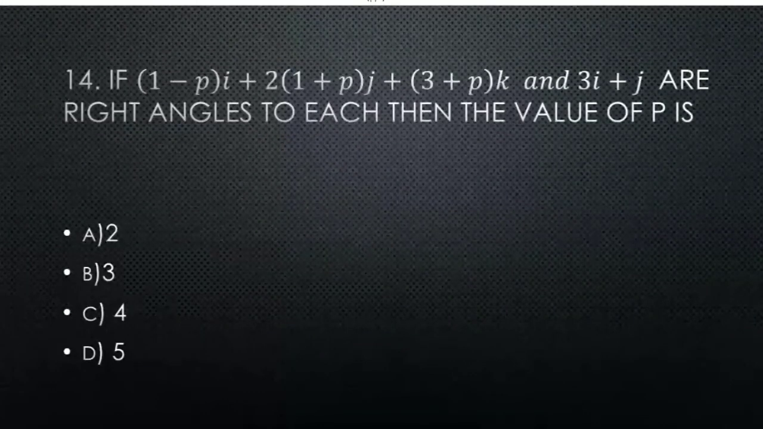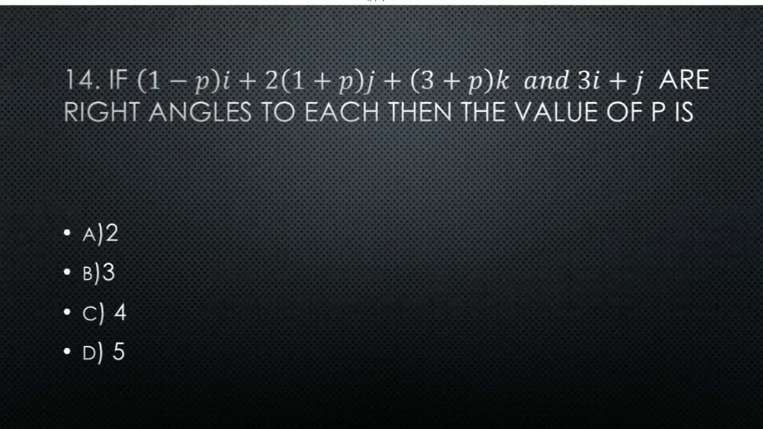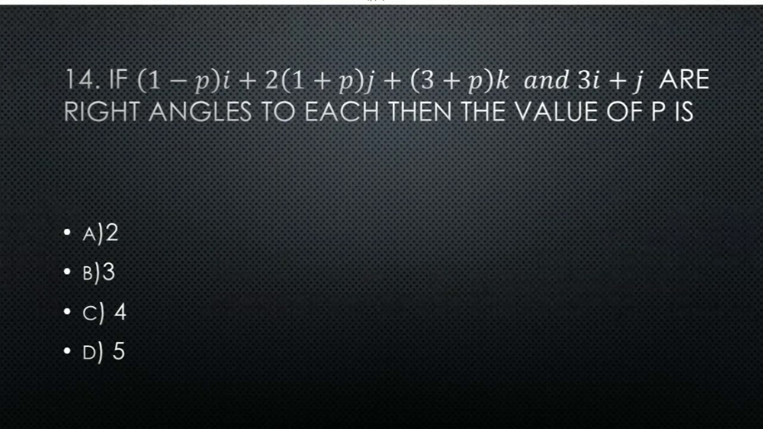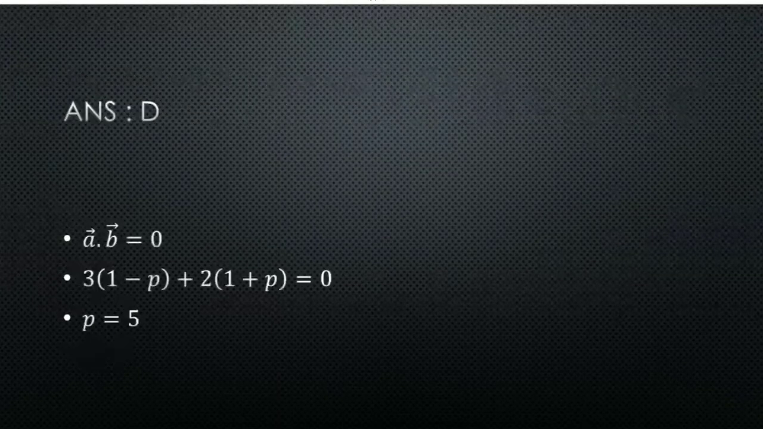Okay, see the next one. If i minus pj plus 2k and 3i plus j are right angles to each other, then the value of p is... Right angles to each other means their dot product should be equal to 0. By using that you can find the value of p. Options are A is 2, B is 3, C is 4 and D is 5.